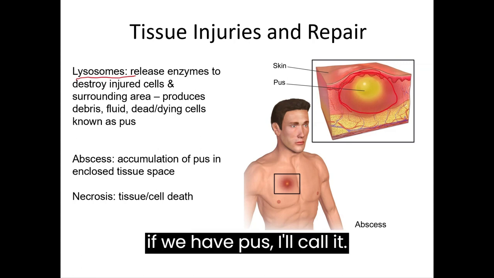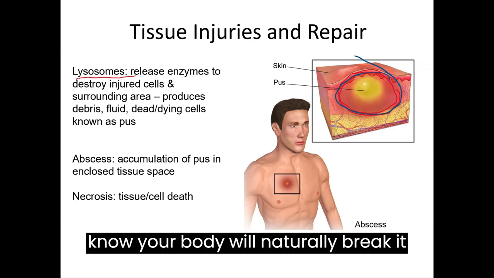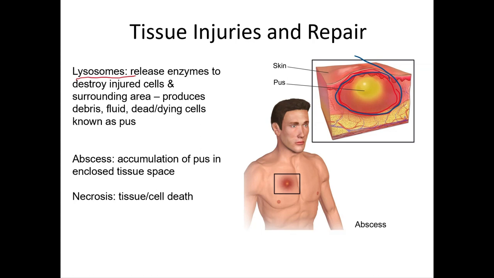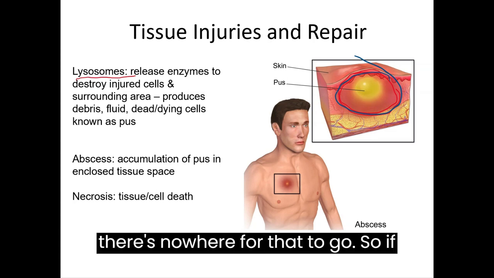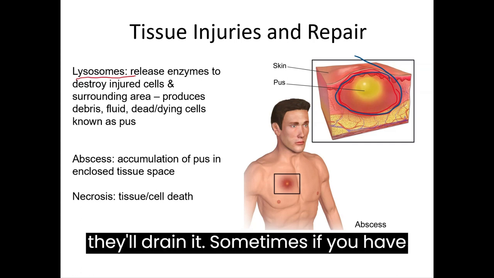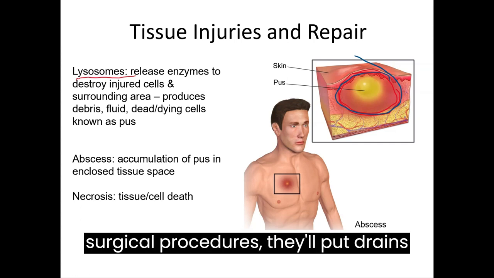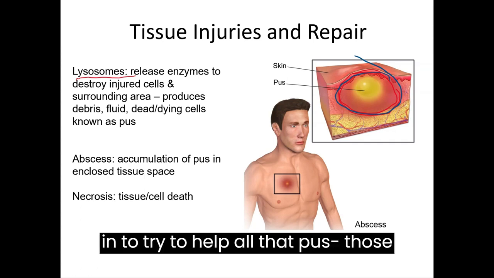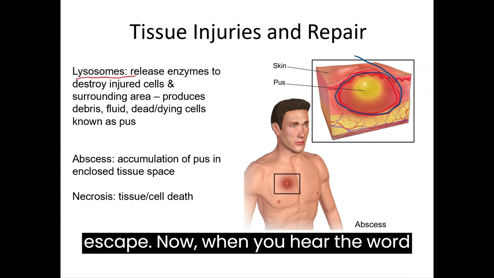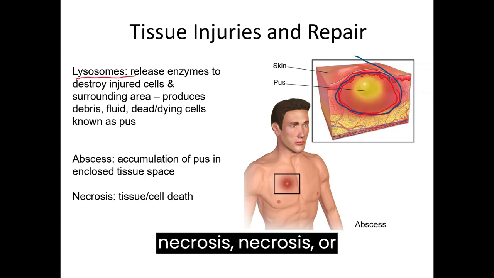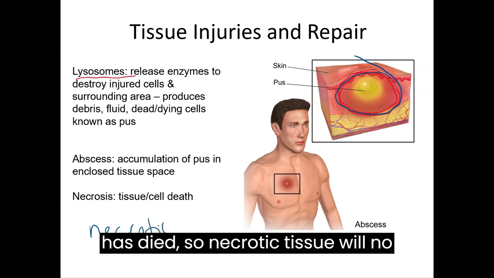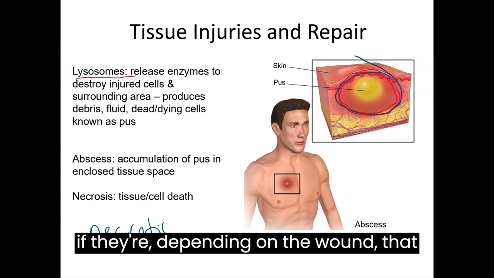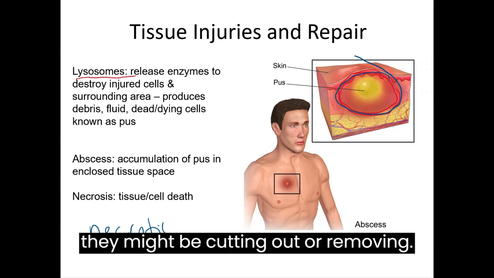Now, if we have pus, within the body, your body will naturally break it down. However, we don't want it to become encapsulated, because then you have what's called an abscess, and there's nowhere for that to go. So if you have an abscess, a lot of times they'll drain it. Sometimes if you have surgical procedures, they'll put drains in to try to help all that pus, those dead cells, have a way to escape. Now, when you hear the word necrosis or necrotic, it means that the tissue has died. So necrotic tissue will no longer work, and that's the tissue that, depending on the wound, they might be cutting out or removing.